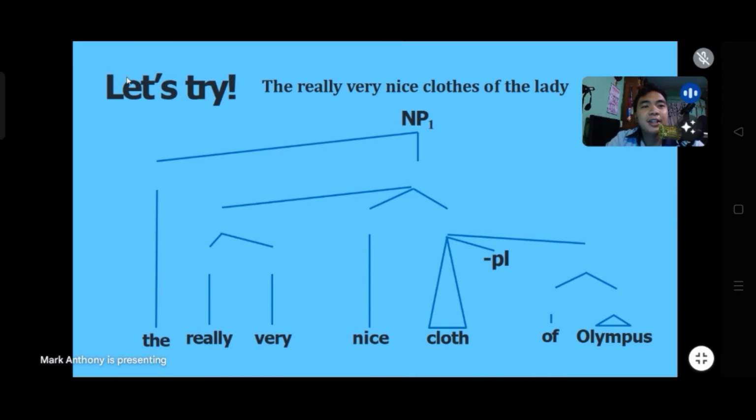The really very nice clothes of the lady. So as you can imagine, there are lots of things going on here. But let's start first by analyzing the first sub-constituent of our noun phrase. The first one we have is the word the, which acts as the determiner present in the sentence.